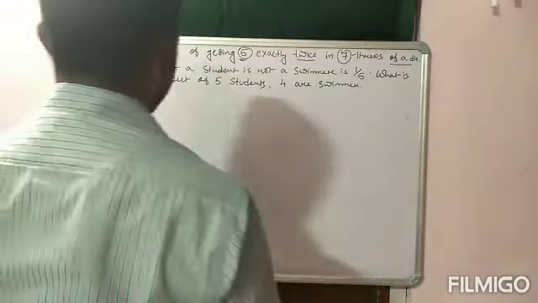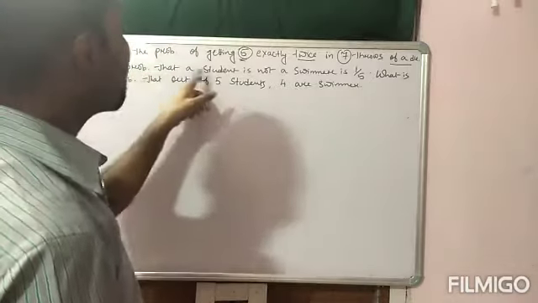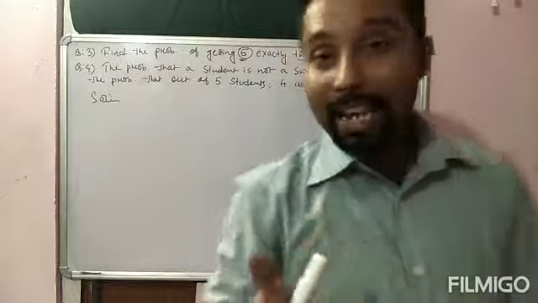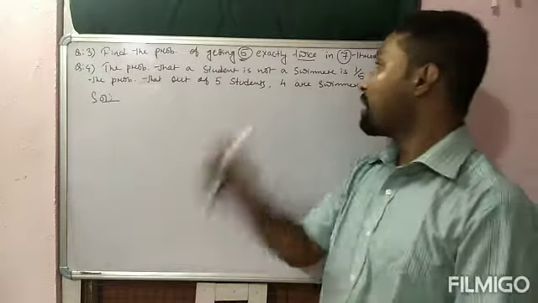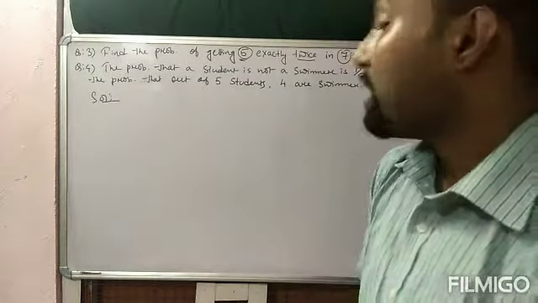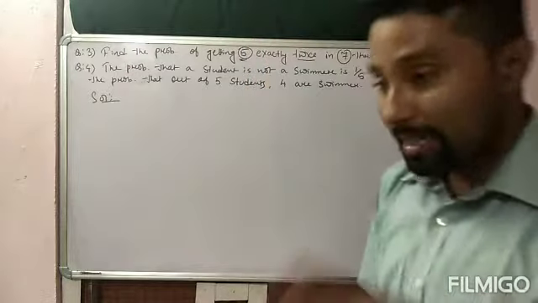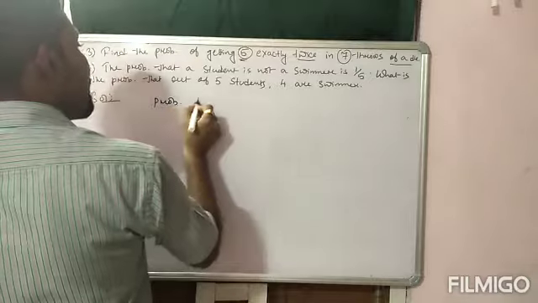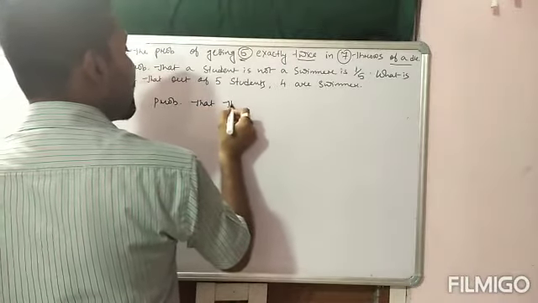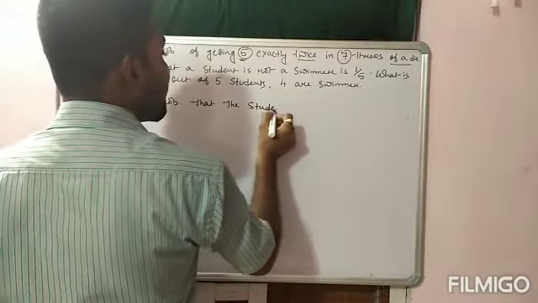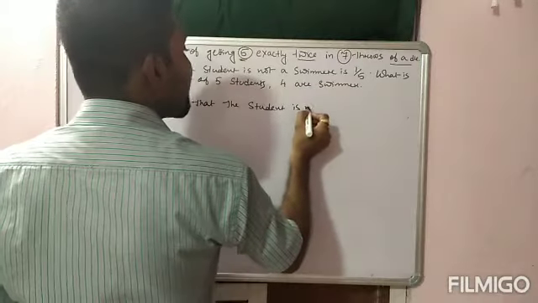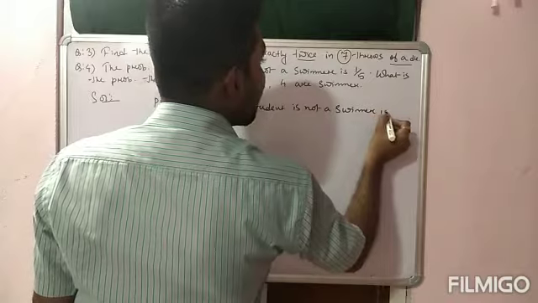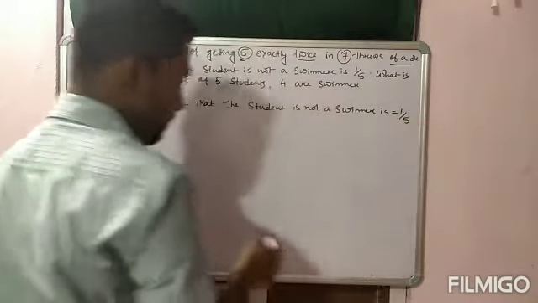What is there in question number 4? The probability that a student is not a swimmer. The probability that the student is not a swimmer is 1 by 5. Okay, not a swimmer, that is given as 1 by 5. So the probability that the student is not a swimmer is equal to 1 by 5.